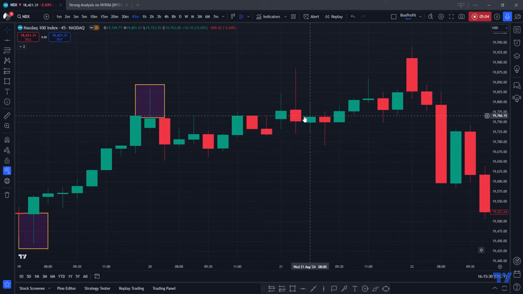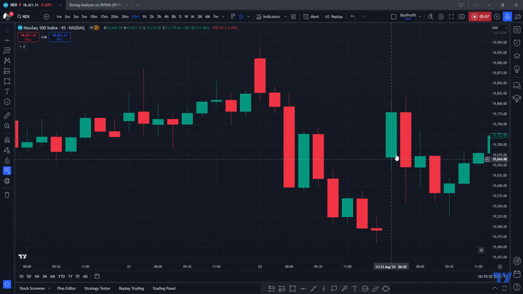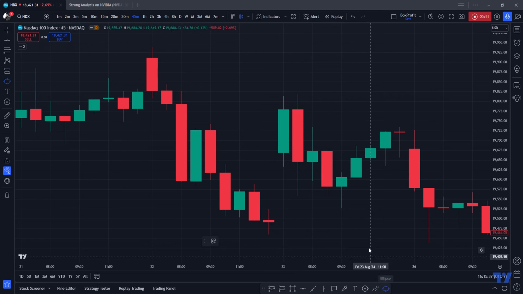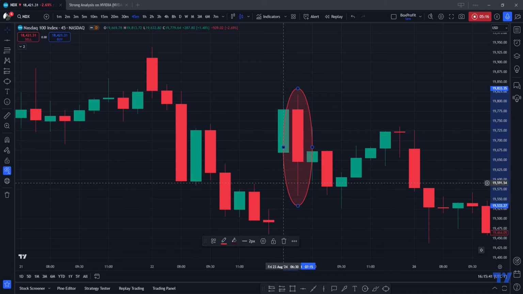Here is a better candle, or here is a better candle, and here is actually a great candle. Okay, let's use this red one here as a perfect example of what we're going to be using today.